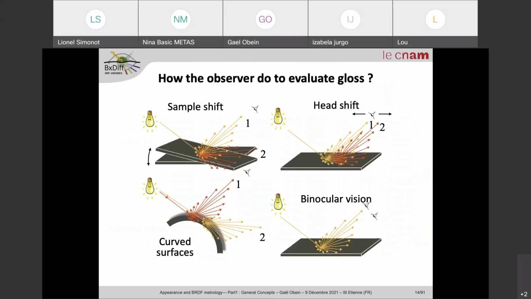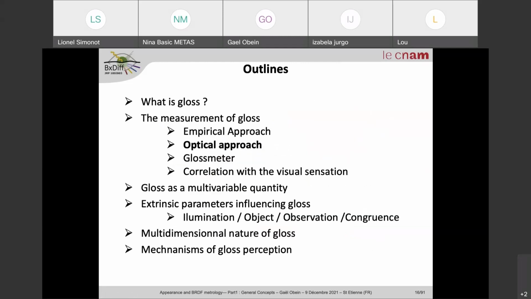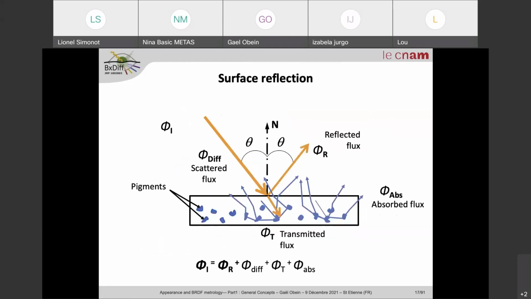If I had told him to not touch the sample, then he would have moved his head and tried to find the good angle and then moved the head again and then evaluated the things. So in fact, mainly what I can conclude is that gloss can be ranked. If gloss can be ranked, it can be measured. And mainly if I look at the observer, the information is around the specular direction. So let's see now what happens on the surface.